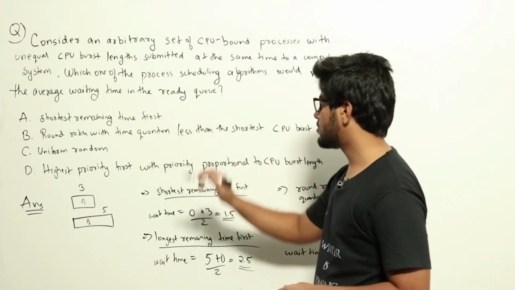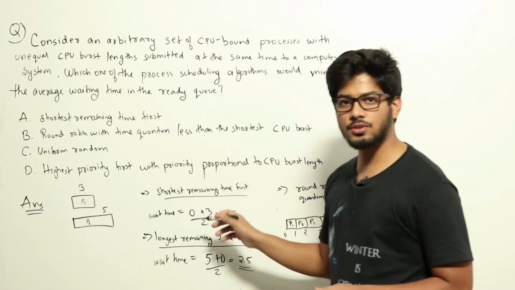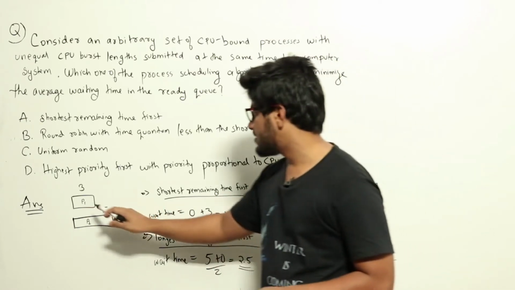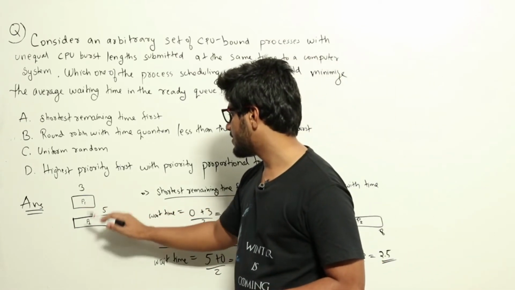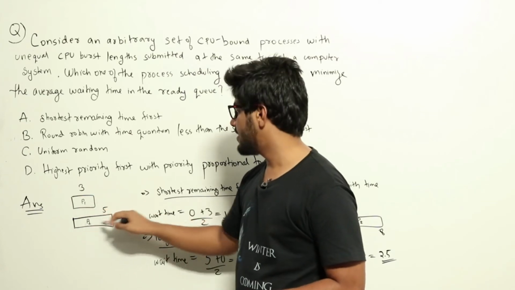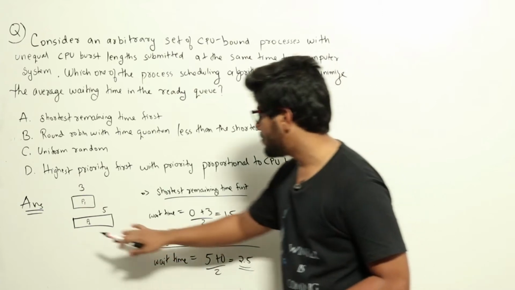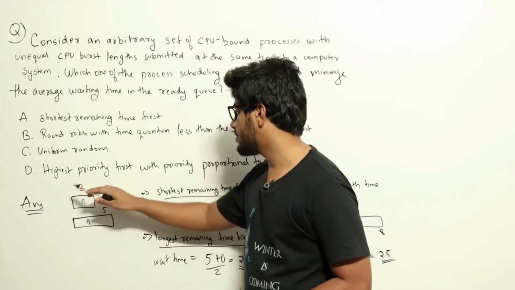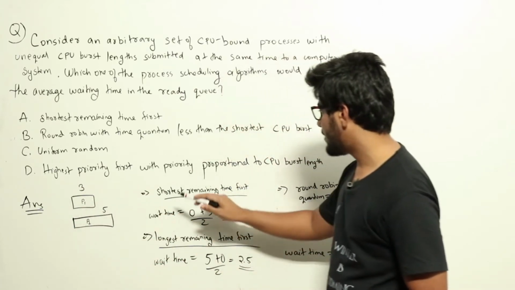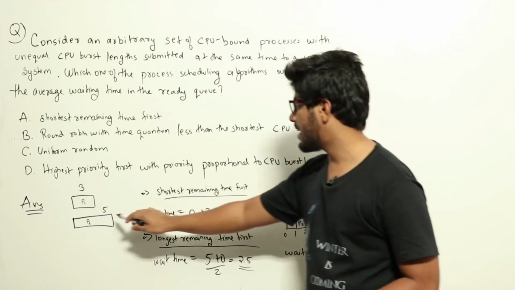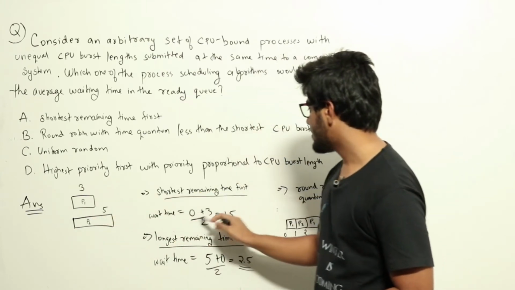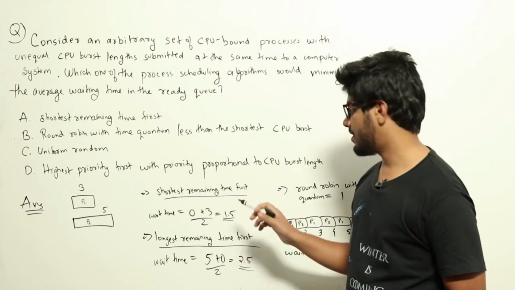Let us try shortest remaining time first. If we choose shortest remaining time first, you can see P1 has the shortest remaining time. So P1 will be chosen first and then P2 will run. Meaning P1 will have a wait time of 0 and P2 will have a wait time of whatever is the burst length of P1. So P1 has a wait time of 0 plus P2 has a wait time of 3. So the average is 3 by 2 equals 1.5.